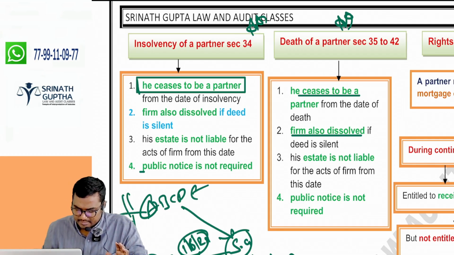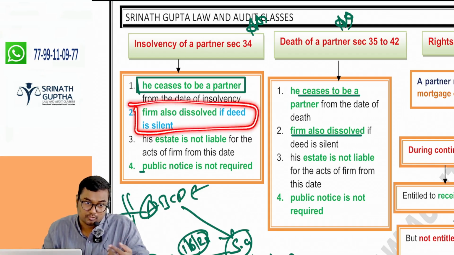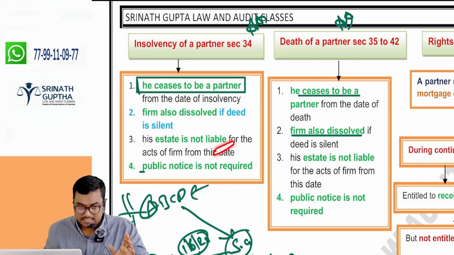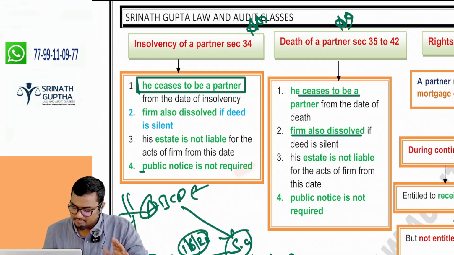If a partner becomes insolvent, he ceases to be a partner from the date of the insolvency, and the firm will be dissolved, not just the partnership. The total firm will be dissolved if the deed is silent, and his estate is not liable for the activities of the firm after insolvency, and public notice is also not required.